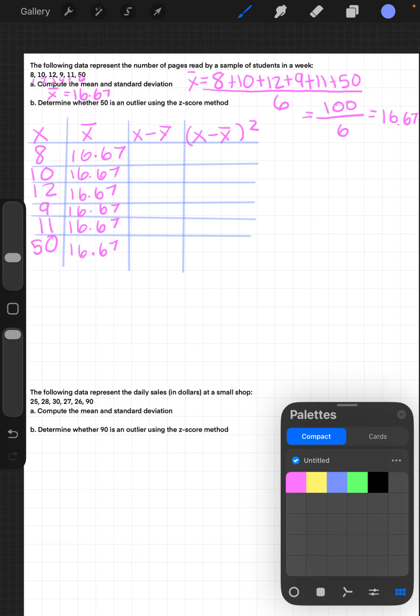And now we're gonna subtract. We're gonna have negative 8 point, negative 6.67, negative 4.67. You have negative 7.67, negative 5.67, and then 33.33. And now we're just gonna square all of them.